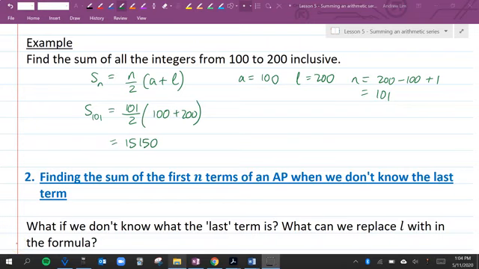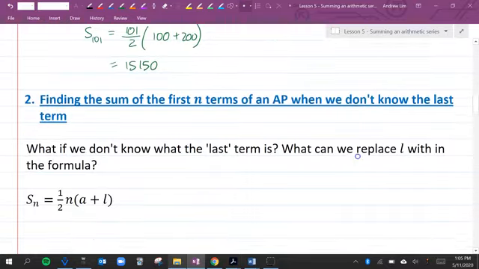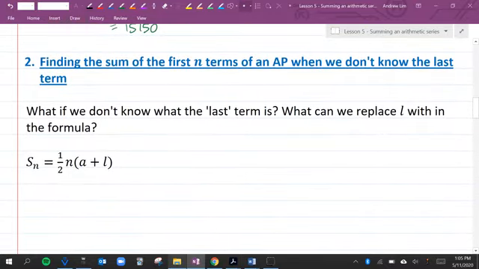Okay, so that formula here is very useful when we have the last term. But what if we don't have the last term? Let's have a look at the second part of this lesson: finding the sum of the first n terms of an AP when we don't know the last term. So if we don't know the last term, what can we replace it with?